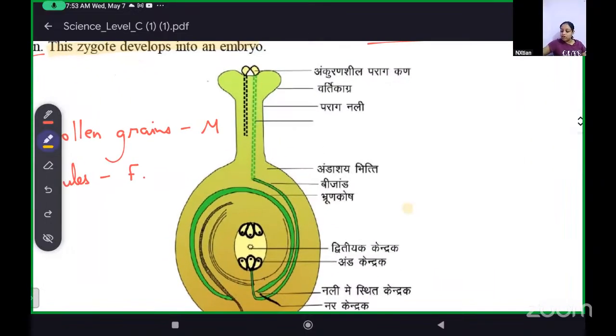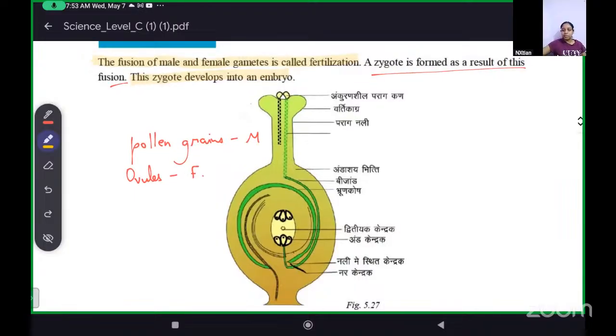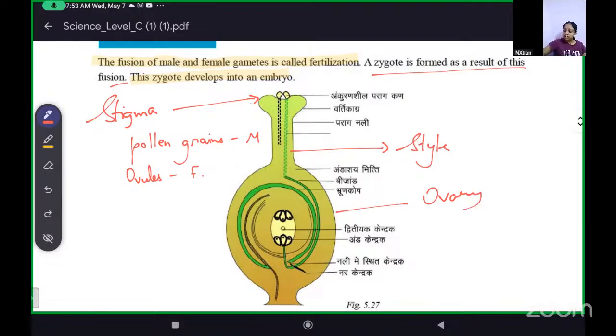So this is the structure of the female part of the plant. This top part is known as, like we said, stigma. This is style. This is ovary. This inside it is zygote. That is, ovules are present here, but after the fusion, zygote is present here.